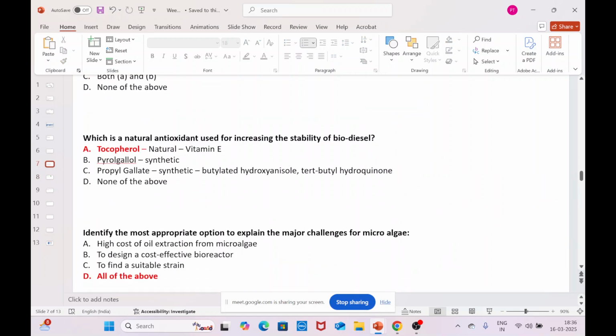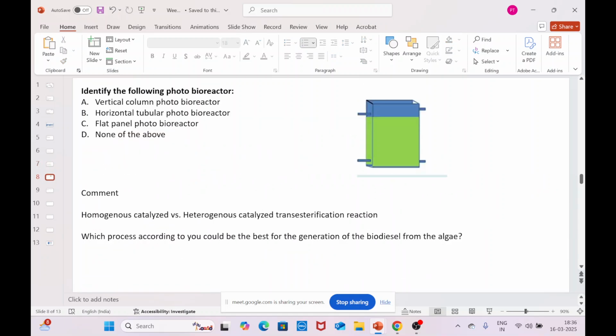Okay, so you have another two questions. Identify the following photobioreactor. What kind of photobioreactor do you see in this particular figure?